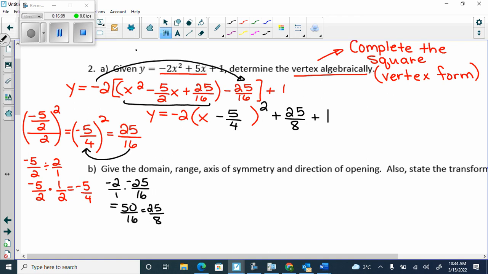And now we have to do 25 over 8 plus 1. Try it out. 25 over 8 plus 1 is 25 over 8 plus 8 over 8, which is going to be 33 over 8. You can't add them without common denominators. So we're going to get negative 2 times x minus 5 over 4 squared plus 33 over 8. And then you have your vertex form.